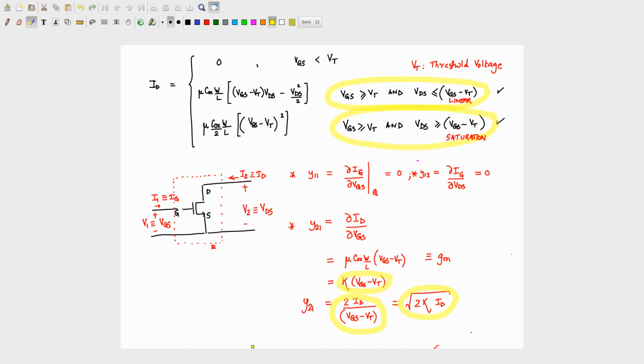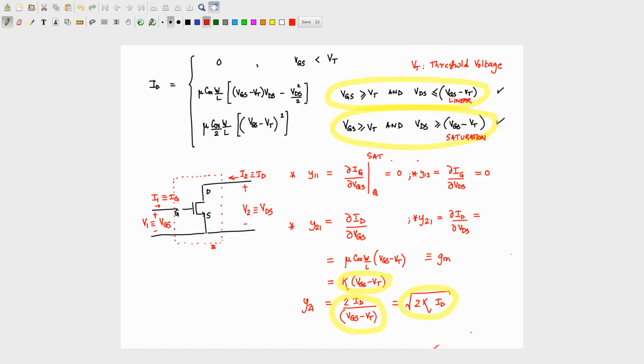The other expression for y21 is going to be the square root of 2 times K times Id, right? So if you notice, I have 3 expressions for y21, which I am calling the transconductance gm. I have this expression, which is a function of VGS and K. I have this expression, which is a function of Id and VGS, and I have this expression, which is a function of K and Id. Okay, so you can use any one of these expressions.